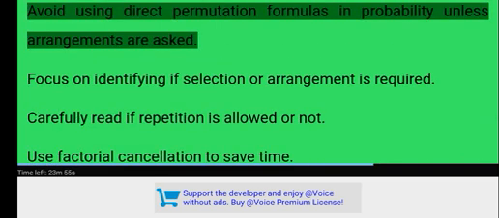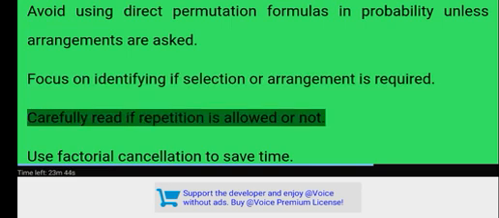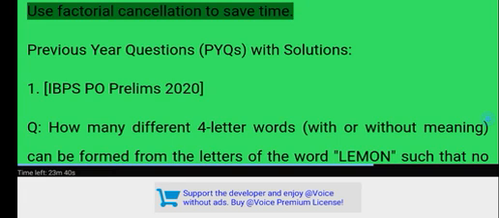Tips for the exam. Avoid using direct permutation formulas in probability unless arrangements are asked. Focus on identifying if selection or arrangement is required. Carefully read if repetition is allowed or not. Use factorial cancellation to save time.